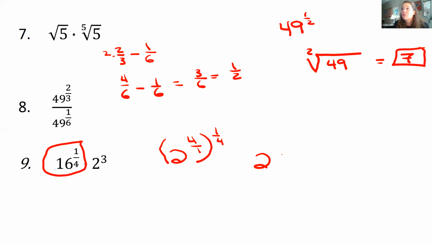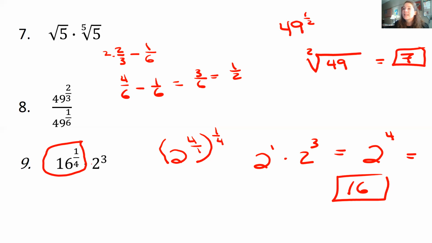2 to the first power times 2 to the 3rd power. So we have two numbers with the same base. What do we do with their exponents? The answer is we add them. So 3 plus 1 is 4. So our final answer is 16. So that's what this equals right here. And if you plug that in your calculator, you're going to get 16.